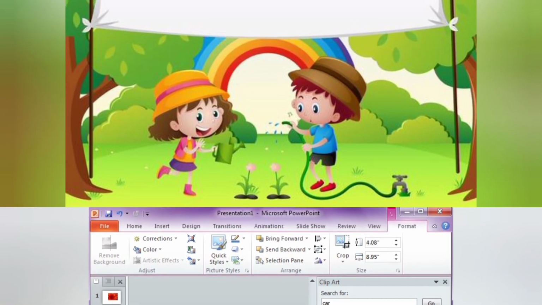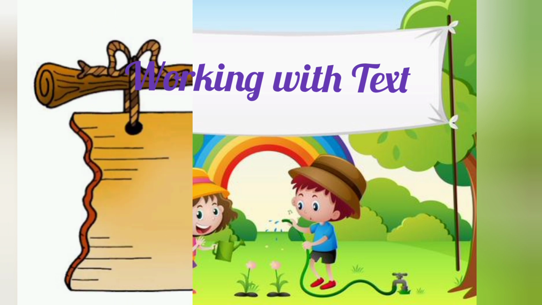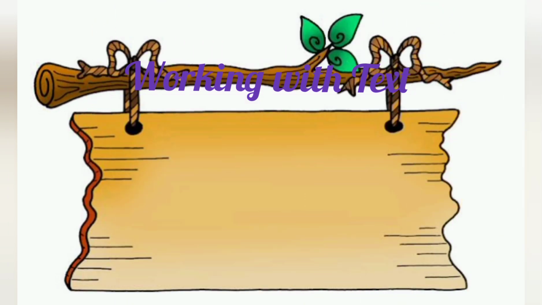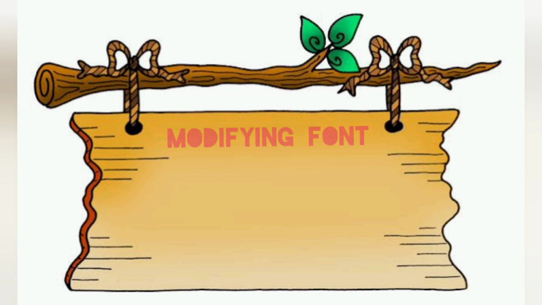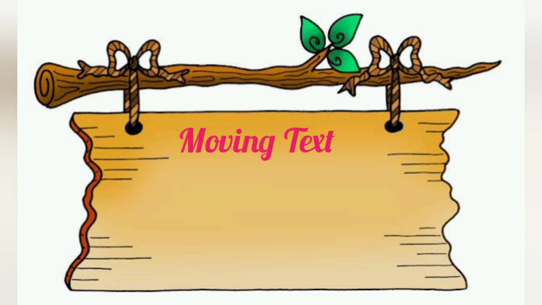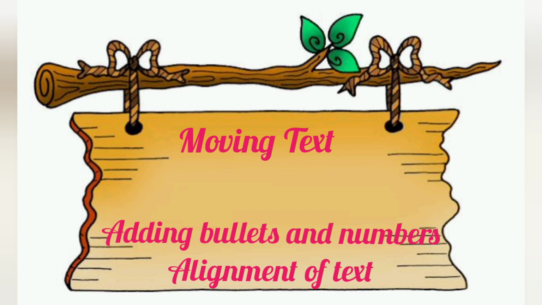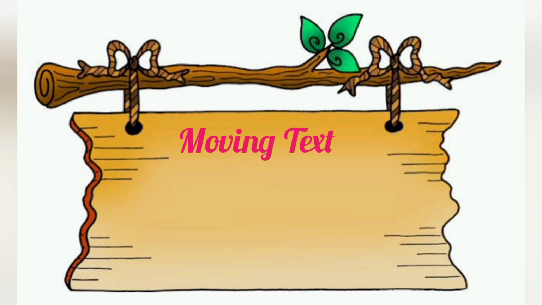Next topic is working with text. Working with text means we can insert a text and then we can make modifications of the text, like modifying font, deleting text, copying or cutting and pasting text, moving the text, moving the text box or placeholder, adding bullets and numbers to the list and alignment of text.